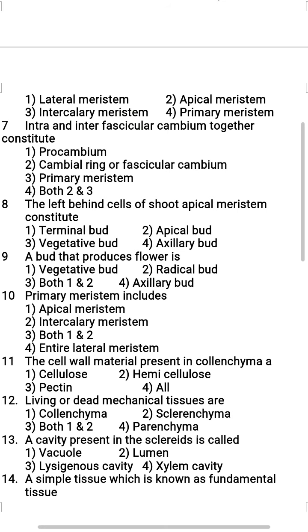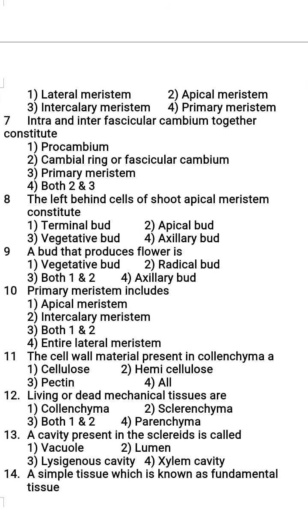The cell wall material present in collenchyma is. Option 1, cellulose. 2, hemicellulose. 3, pectin. 4, all above. Then let's see correct option for this. The cell wall material present in collenchyma is made up of cellulose, hemicellulose, pectin. So with that context, the correct answer is option 4, all of the above. Is it clear? So the cell wall material in collenchyma is made up of cellulose, hemicellulose and pectin.